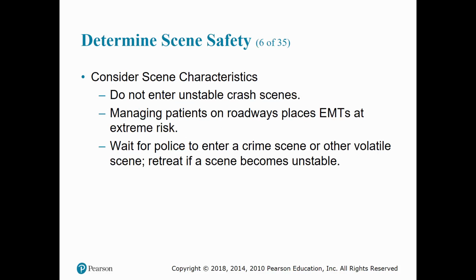Managing patients at crash scenes or on roadways and highways places the EMT at extreme risk of being struck by moving traffic. Make sure that you take extra precautions at crime scenes, suspected crime scenes, and scenes involving volatile crowd situations. Wait for the arrival of police, or, if a scene turns threatening, retreat and wait for the police. These scenes often include domestic violence calls.